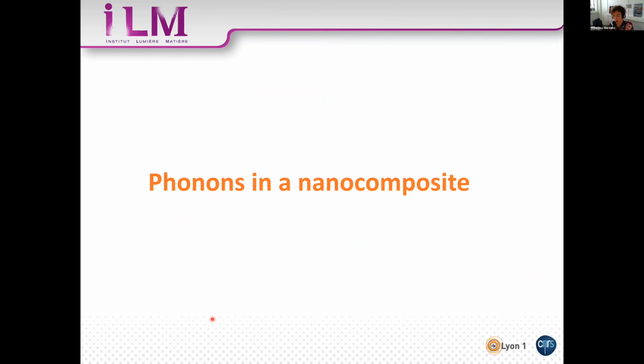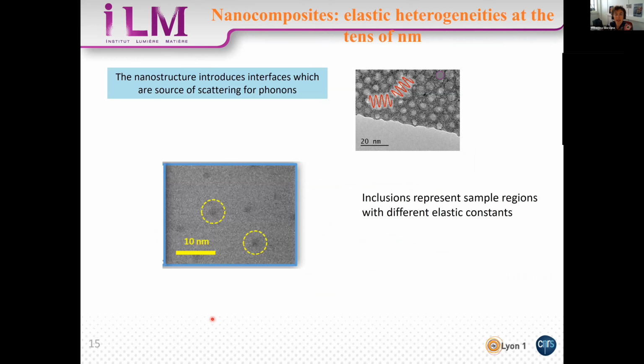And now let's go to nanocomposites. A nanocomposite is a material made of the intertwining of materials with different properties at the nanoscale. The nanostructure introduces interfaces which are a source of scattering for phonons, like you can see here, for example. And this is true in the matrix, for example, here we have a matrix with inclusions, but as well within the inclusion. Now, a nanocomposite can be thought of as a system with elastic heterogeneities because these inclusions are regions with different elastic constants. And so we find something very close to the glass case.